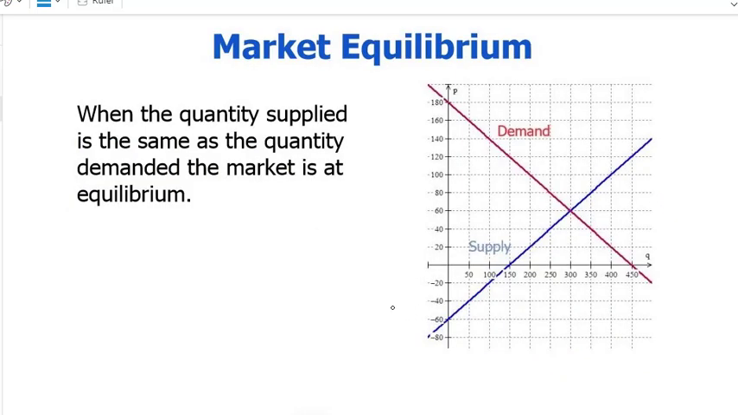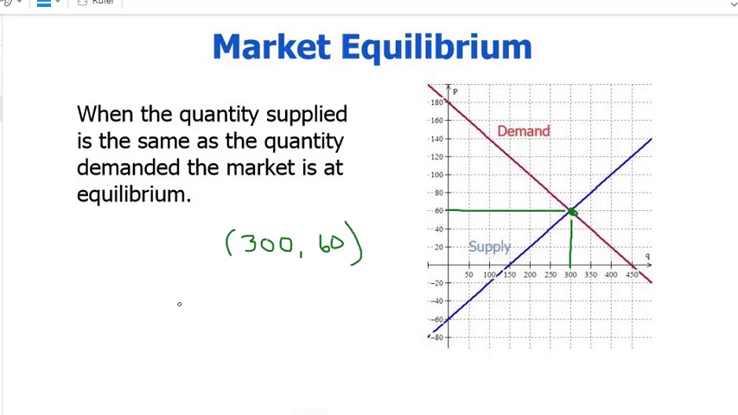So the market equilibrium, if we have a supply function and demand function, is the point where the quantity supplied is the same as the quantity demanded. If we look at our graph here, we can see that these two curves meet up right there. And so that's at the point 300, and then the vertical is 60. So we can see that here.